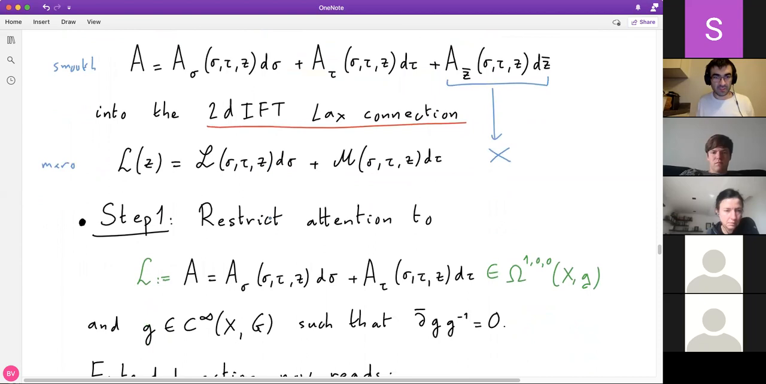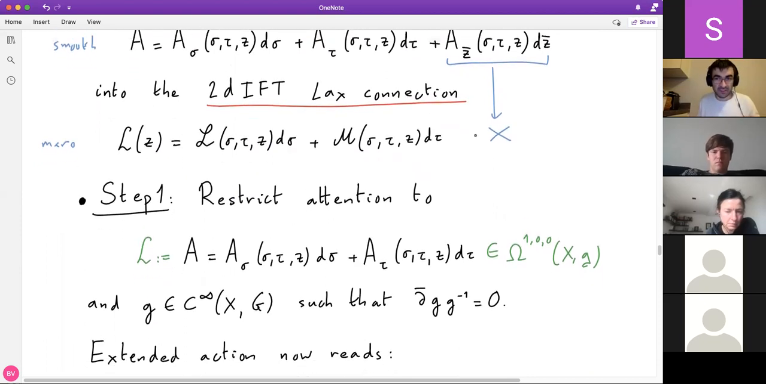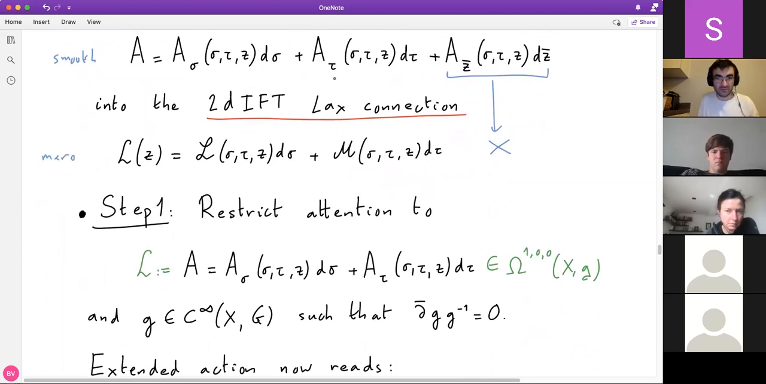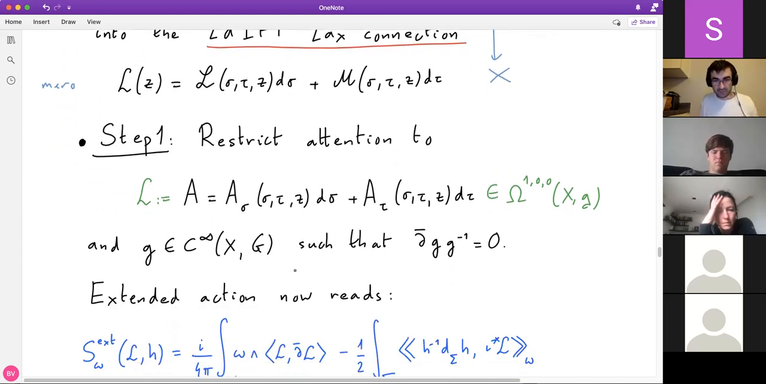This will be done in two stages, and there will be a third stage. The first two stages are to get rid of this term and to turn the connection into a meromorphic connection. The first stage is that we can just ignore this term. We can focus on a subclass of connections which have no dz bar component. If you want, you can get rid of it by gauge transformation. After doing this, you're only allowed residual gauge transformations which don't reintroduce a dz bar term.